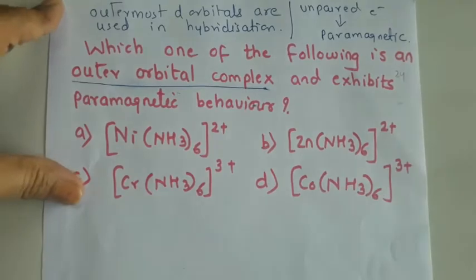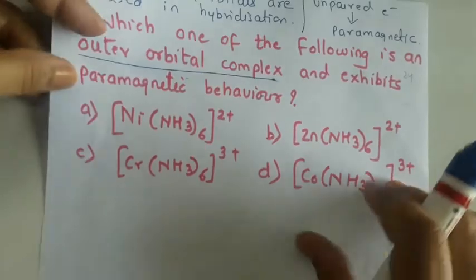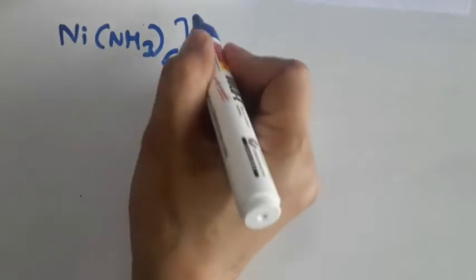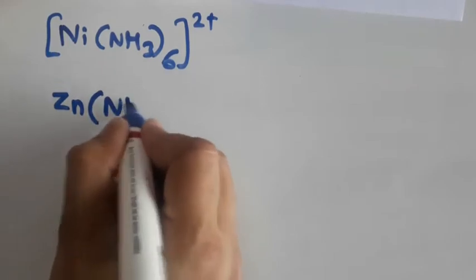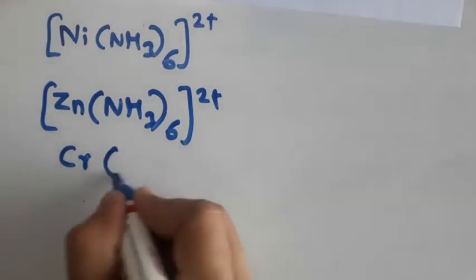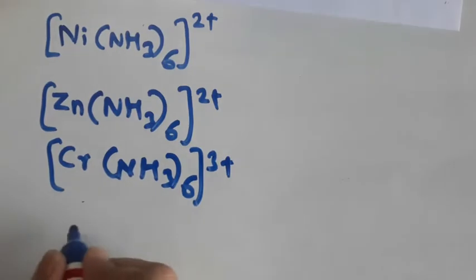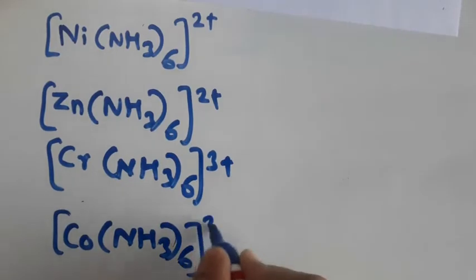Now they have given us various options. I'll write down the first option, I'll just copy over here. The first option is Ni(NH3)6 2+. The second option is Zn(NH3)6 2+. The third option is Cr(NH3)6 3+, and the fourth option is Co(NH3)6 3+.